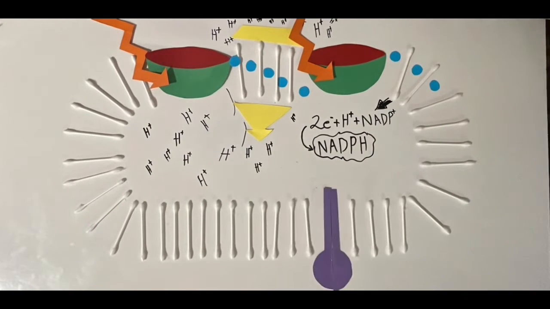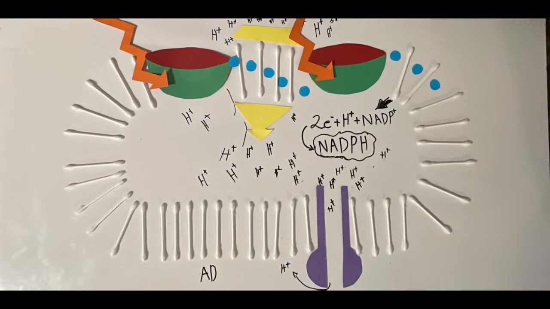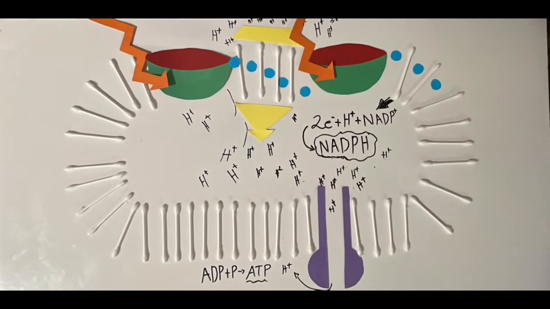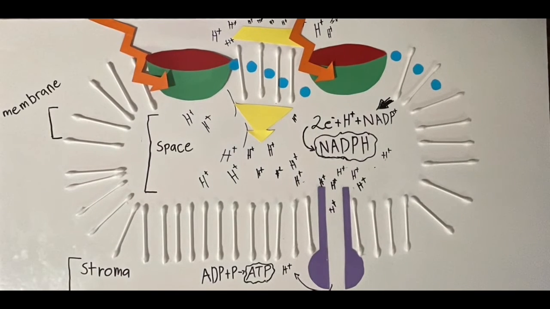Hydrogen then moves down the gradient in a process called chemiosmosis through the ATP synthase channel. As hydrogen moves down, it drives ATP production. A thylakoid is made up of a thylakoid membrane and the thylakoid space. The outside part is what you call stroma.